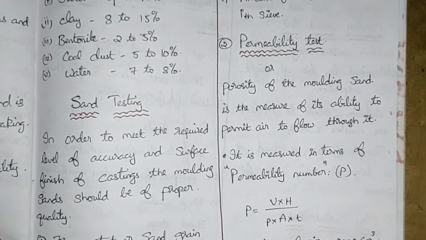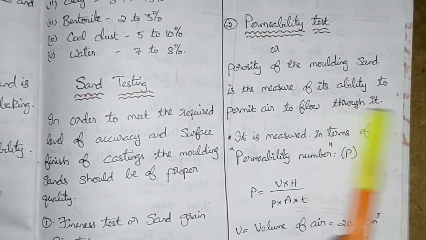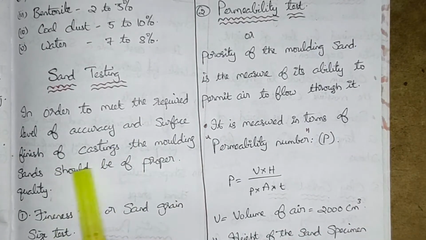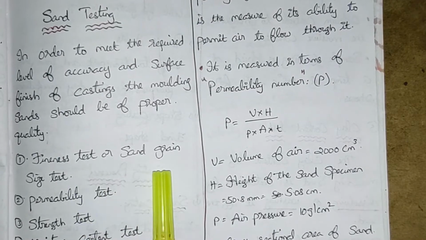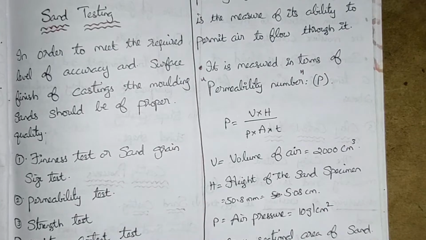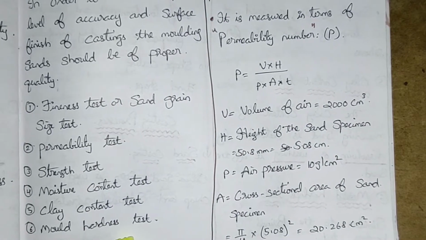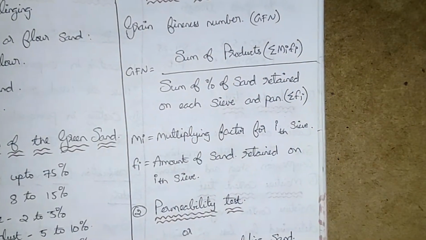Now the most important topic is sand testing. In order to meet the required level of accuracy and surface finish of castings, the molding sand should be of proper quality. The tests are: fineness test or sand grain size test, permeability test, strength test, moisture content test, clay content test, and mold hardness test. If you get a question regarding sand testing, all these things you have to write.